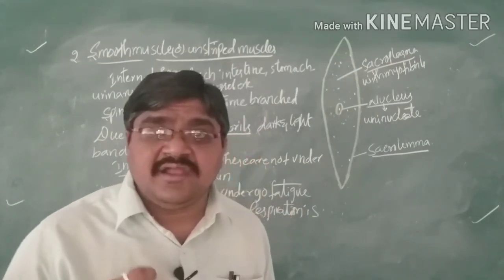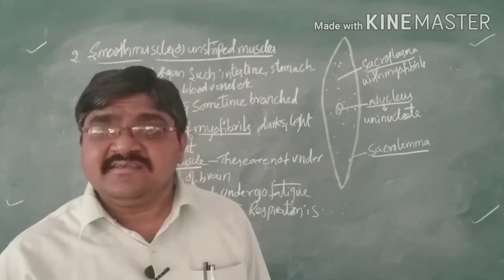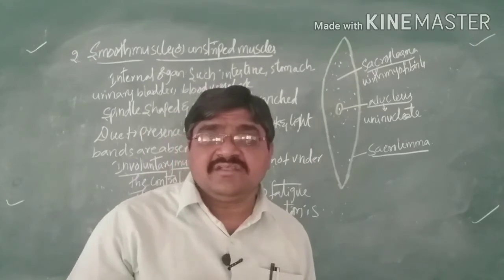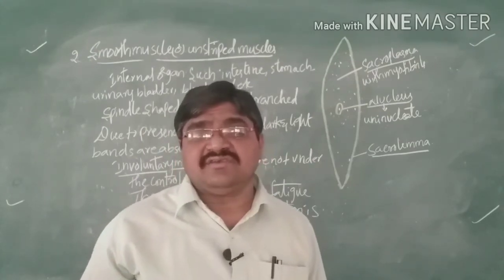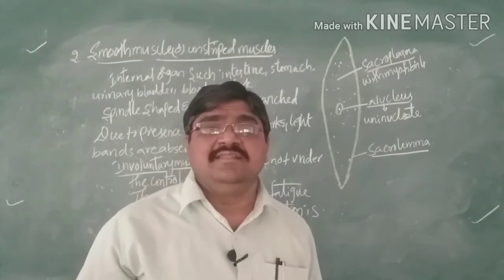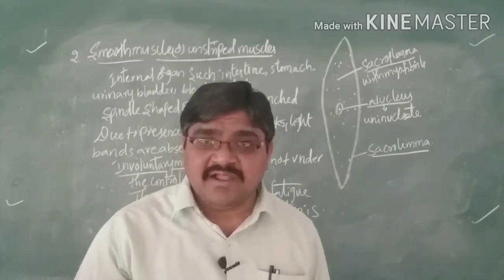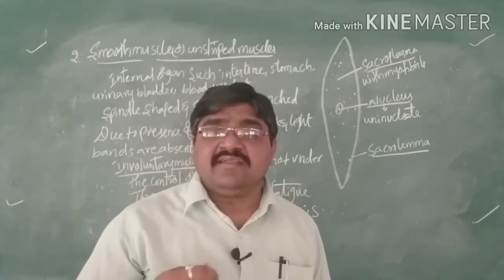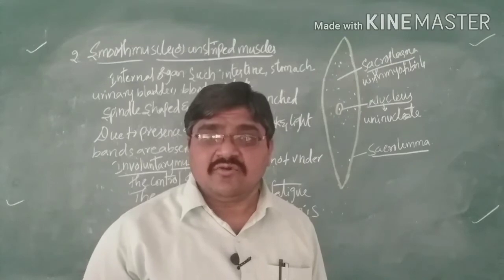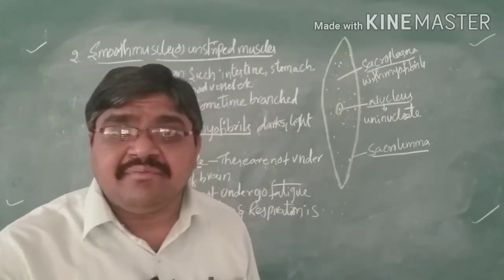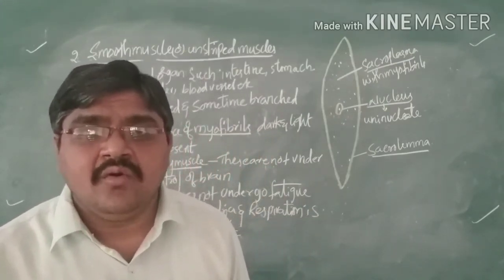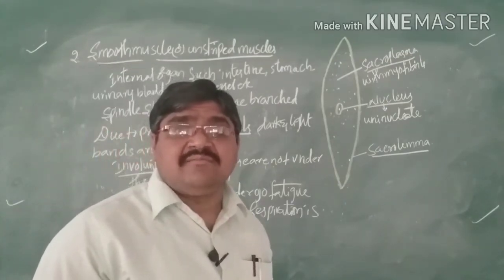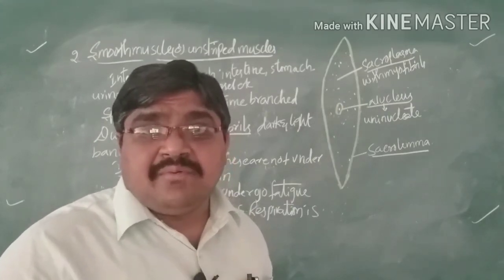The nucleus is centrally placed, with dense cytoplasm called sarcoplasm, and myofibrils are present. Due to the contraction and relaxation of myofibrils in the smooth muscles, the dark bands and white bands are absent. So they are called unstriped muscles.